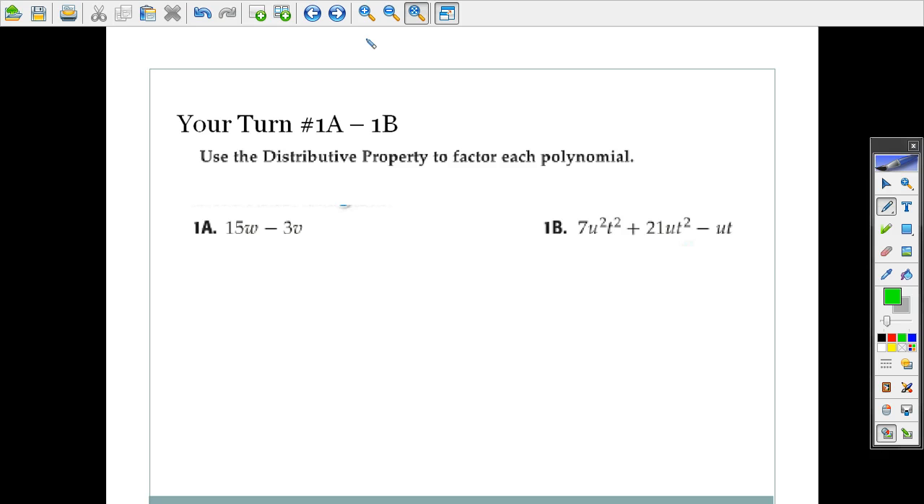Okay, so here is your turn, numbers 1a and 1b. So go ahead and try those two. Factor out each term completely. Find the greatest common factor. Take that out, and everything else goes inside the parentheses.